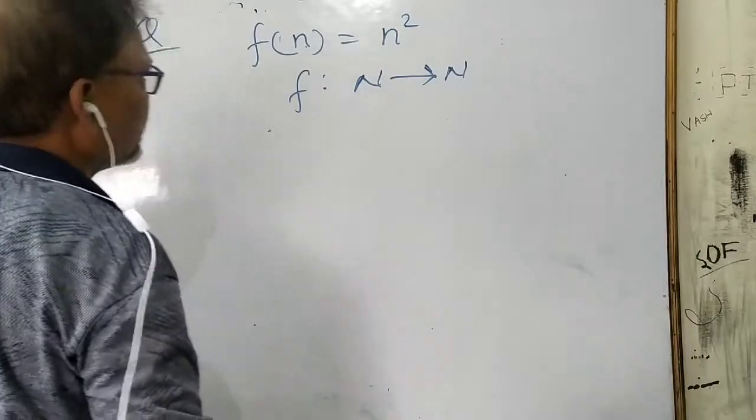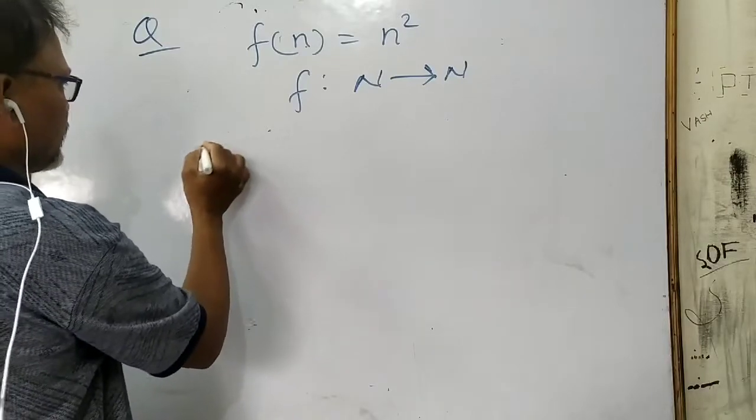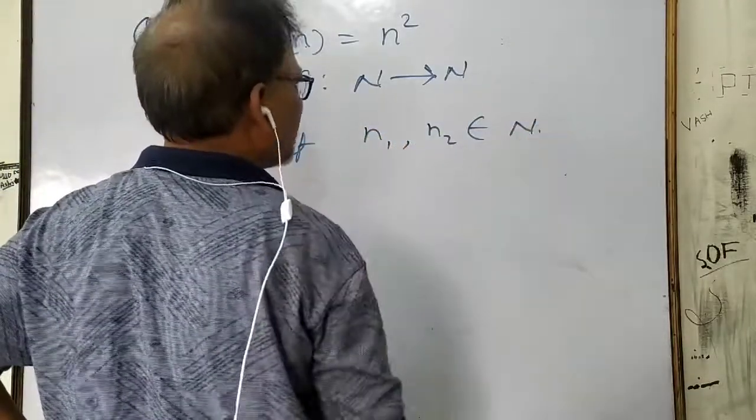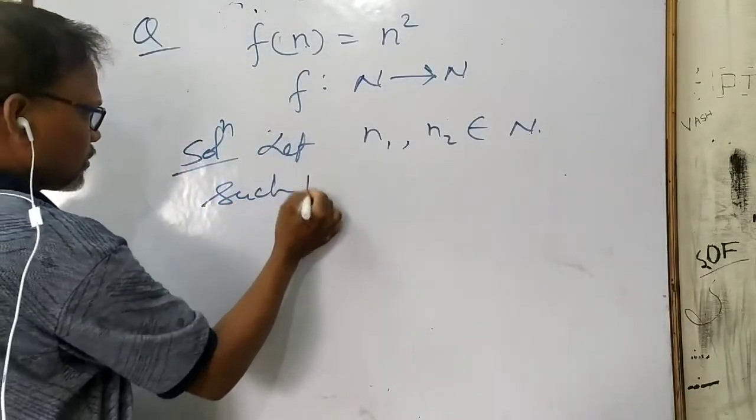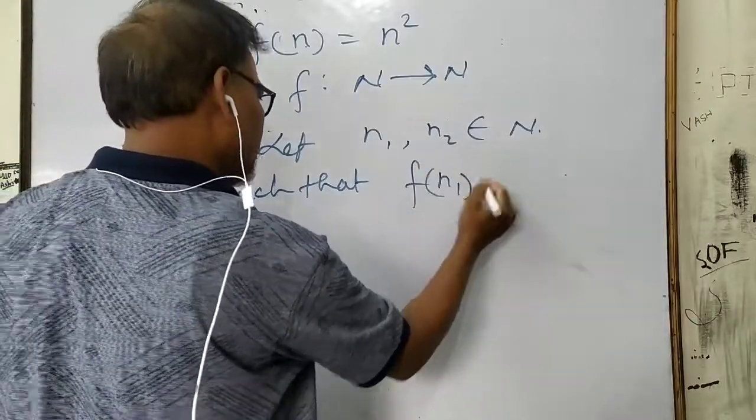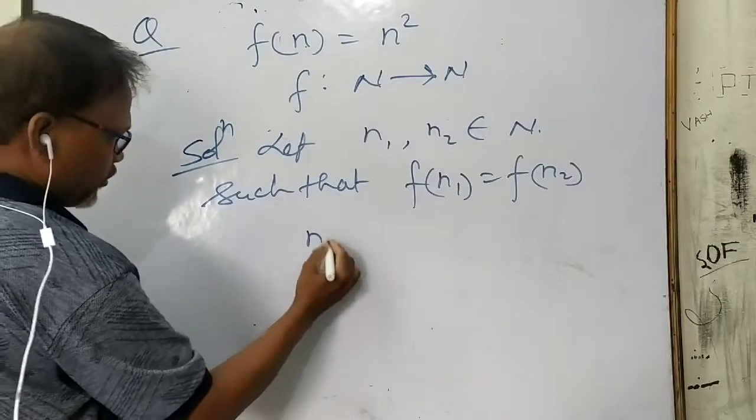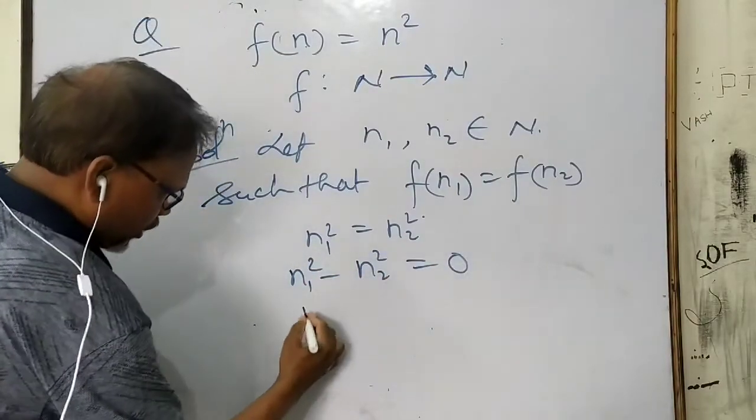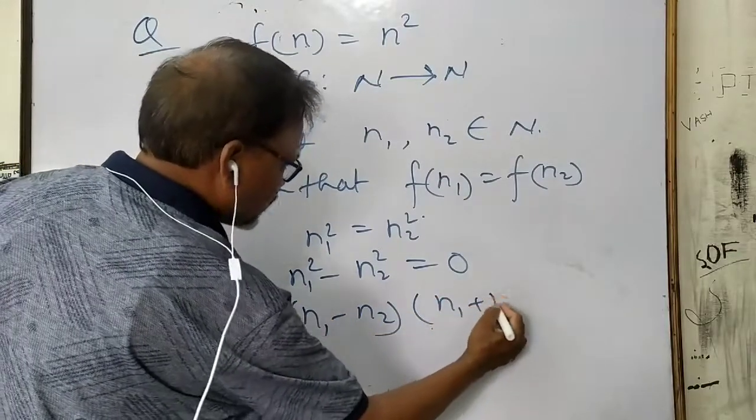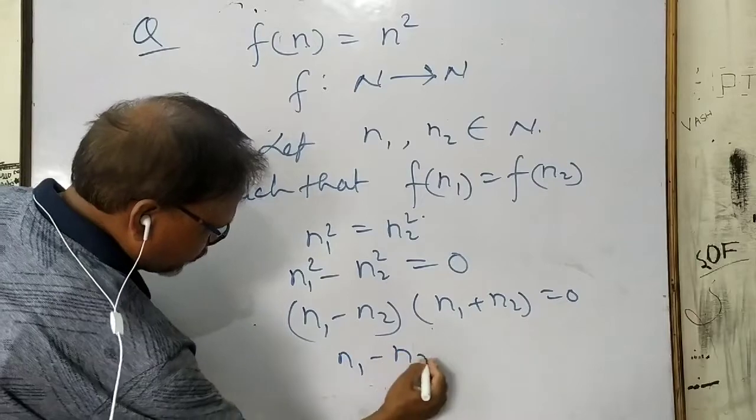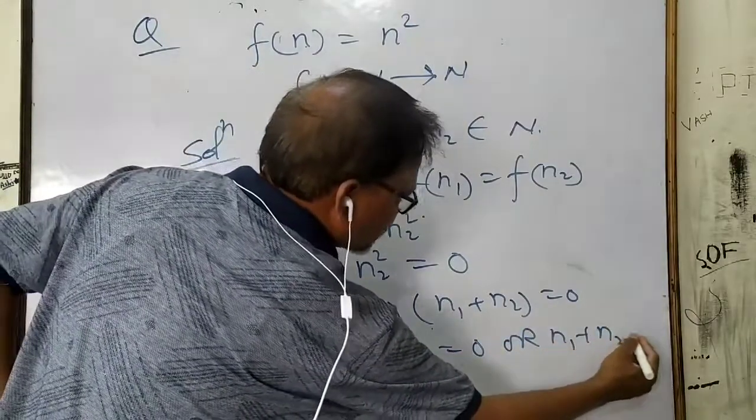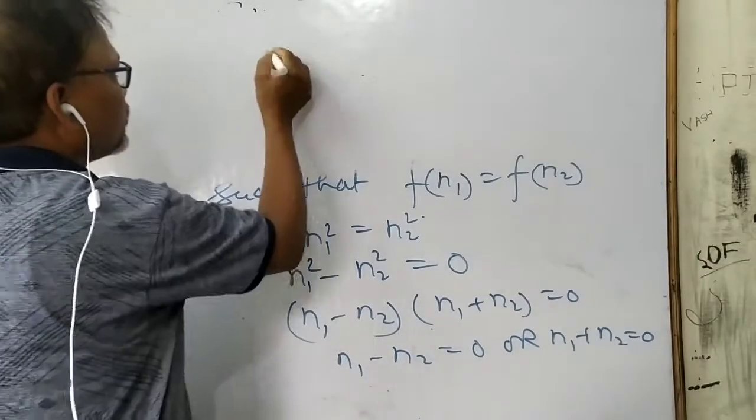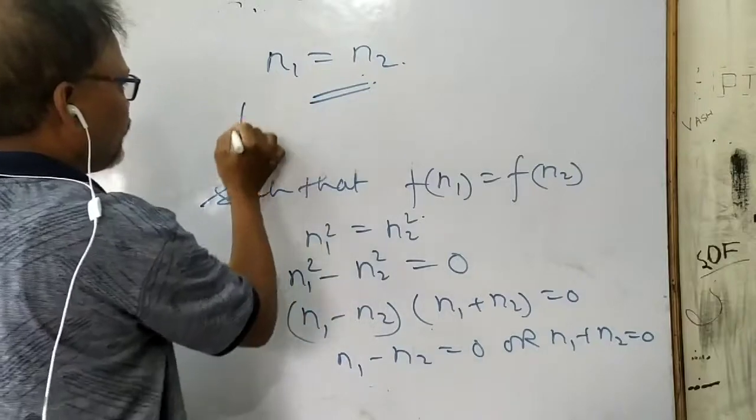To show an injective function is very easy. Let n1, n2 belong to N, the natural numbers, such that f(n1) = f(n2). So n1 squared equals n2 squared, and then n1 squared minus n2 squared is equal to 0, or (n1 minus n2)(n1 plus n2) is equal to 0. So n1 minus n2 is equal to 0, or n1 plus n2 is equal to 0. In this case you will have n1 = n2, therefore the function is one-one.